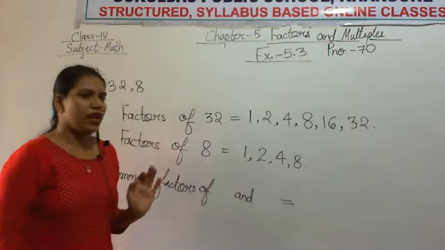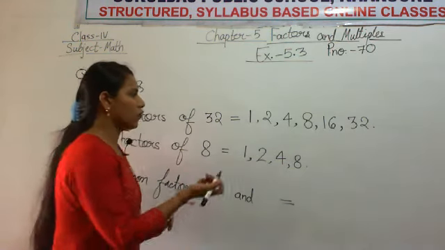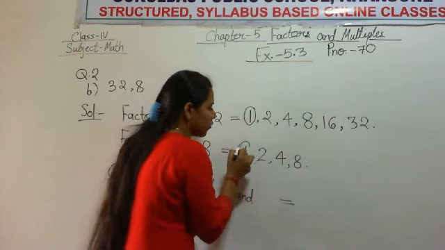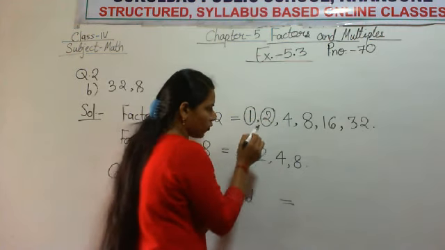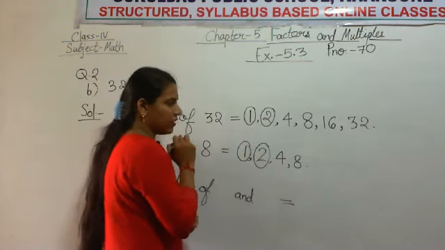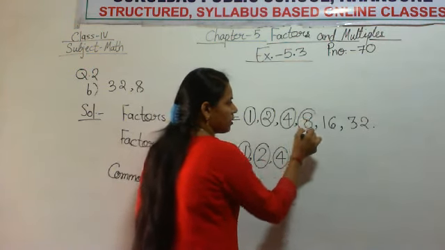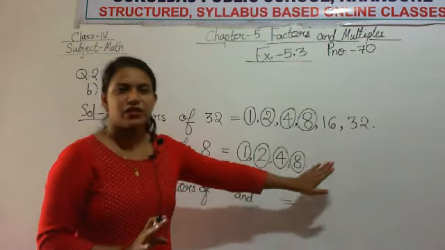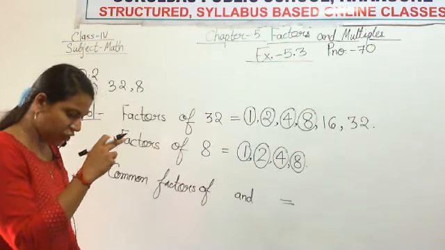Okay, now we have written the factors for both the given numbers. Now what is the step? We will find the common ones. So 1 is common in both, so we are circling it. 2 is common in both, so circle it. 4 is common in both, circle it. 8 is common in both, circle it. Now there is no common left here, so we will stop the process of finding the commons.